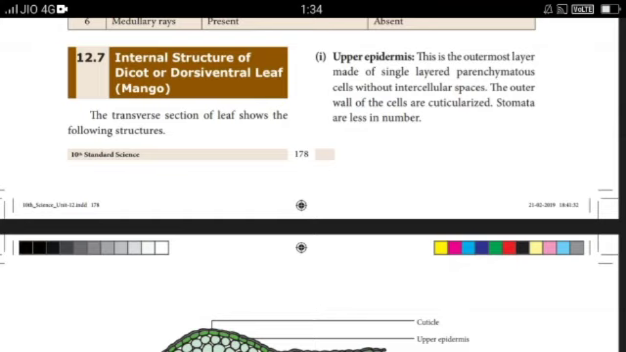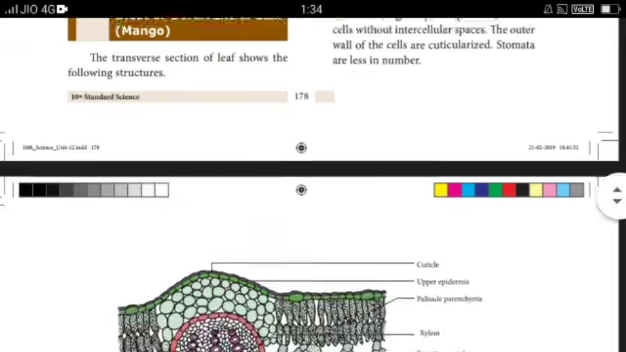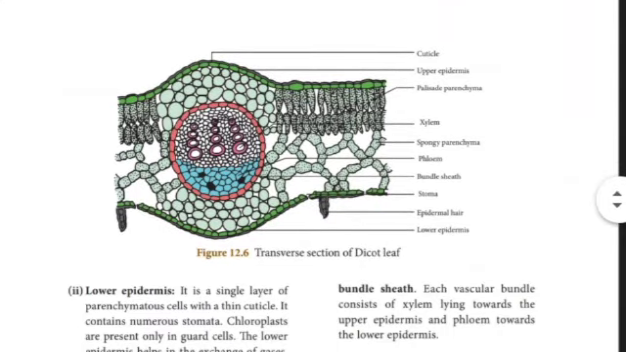The transverse section of leaf shows the following structure. This diagram shows the structure, and it has so many parts like cuticle, upper epidermis, palisade parenchyma, xylem, spongy parenchyma, phloem, bundle sheath, stomata, epidermal hair and lower epidermis. Now we see the topic about upper epidermis.